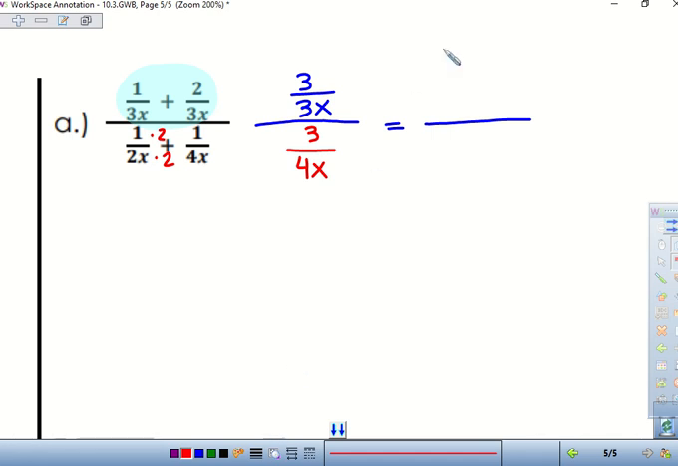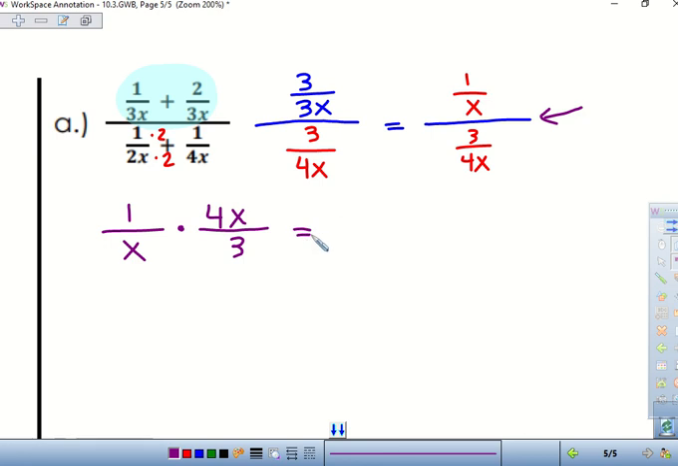Everybody with me so far? So this top reduces to 1 over x, because the 3's cancel, right? Over 3 over 4x. Now this is similar to something we talked about yesterday. When we want to divide two fractions, we do what? Keep, change. That's the division turning into multiplication. And then we're going to flip that second fraction. And then we can just multiply across. And we get 4/3 as our final answer.